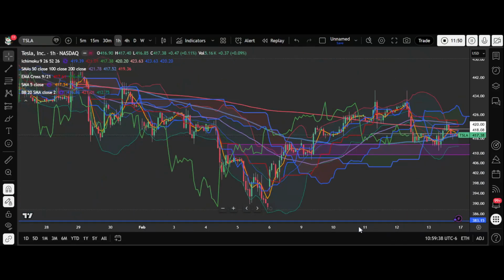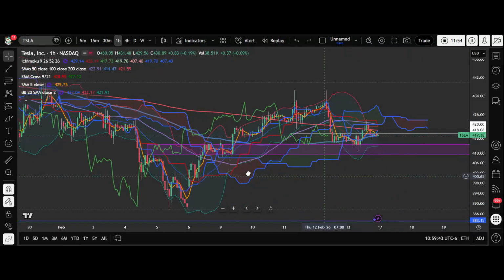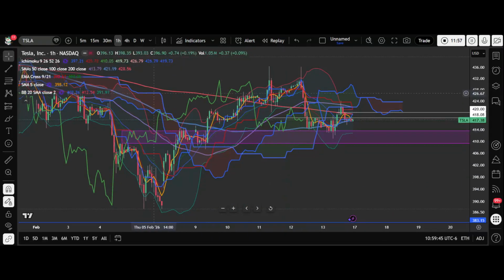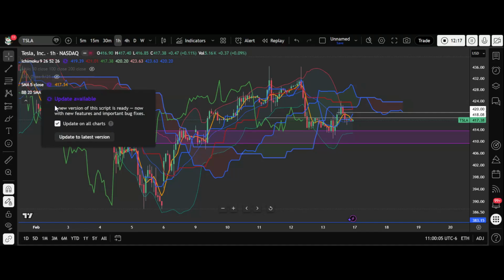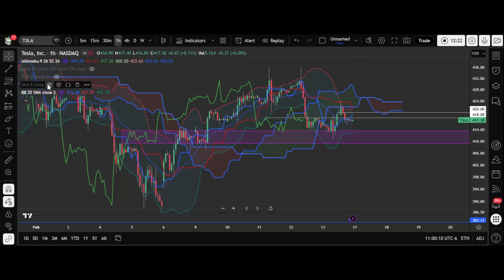Now, this is not, in my opinion, the PS60 setup. And I'll show you how I mark my charts for the price action. I've got the 50, 100, and 200 SMA. I've got the 9 21 EMA cross. It will actually give me an indicator there. I've got the 5. I've already shown you that. And I've got, what does that mean? Oh, and I've got the Bollinger Bands with the 20 SMA.